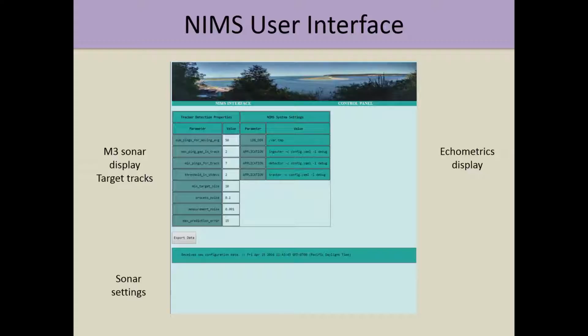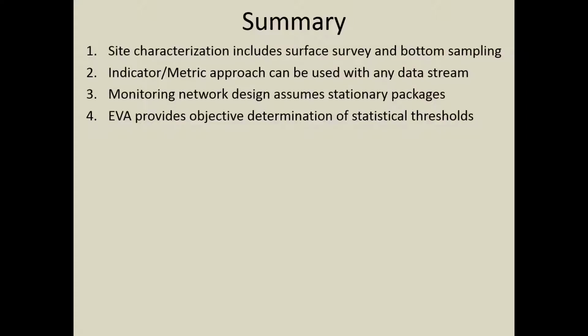We see this potentially also enabling a conversation between regulators and developers. So in using the metrics, they can look at what constitutes events and how things might be monitored. To summarize this approach that I'm advocating, we start off with a site characterization, which includes both a surface survey and bottom sampling. I feel that that indicator metric approach can be used with any data stream.